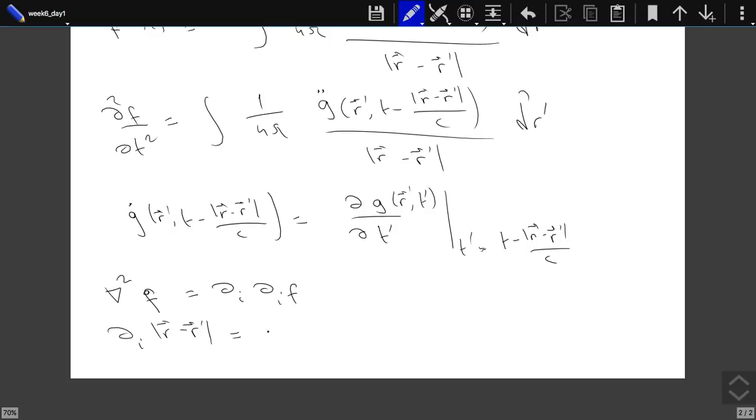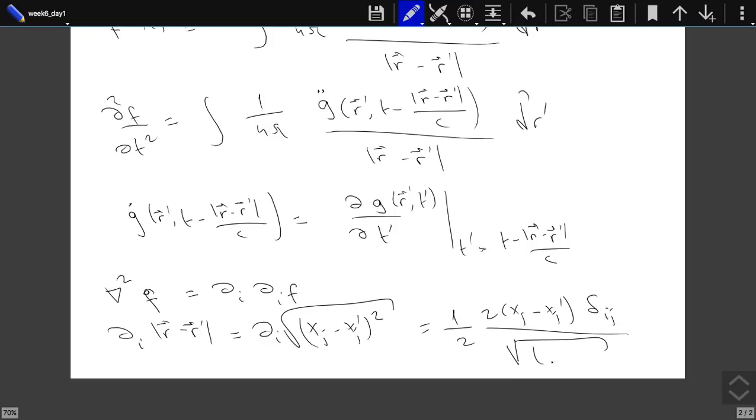This is equal to the derivative with respect to xi of the square root of xj minus x prime j squared. Well, this is nothing but r squared. I take the square root, that gives me the magnitude of r minus r prime. This will be equal to 1 over 2 times twice xj minus xj prime times Kronecker delta ij divided by the square root of that thing.